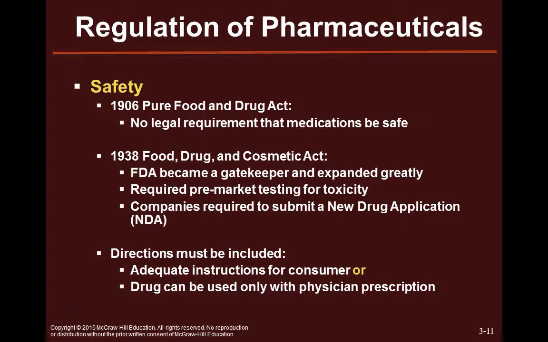So if you had pure cocaine in your toothache drops, you were okay under the 1906 law, but then in 1938 you actually had to prove that it was safe to give people that medication as a treatment for a toothache. So this is also where we start to see the labeling with directions that we're accustomed to. It was not always available in the same form that we're used to now, but that was when we started requiring that here in the United States.